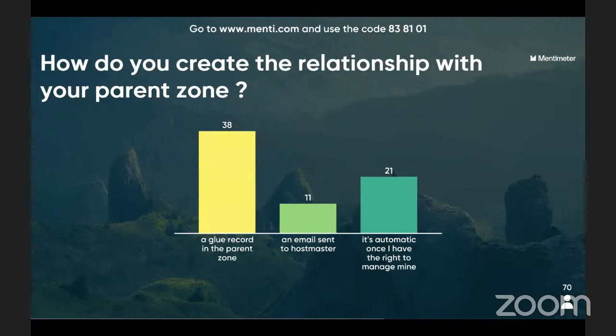Okay, that's 8 people find the right answer. I see that we have good people who know a little bit about the DNS.